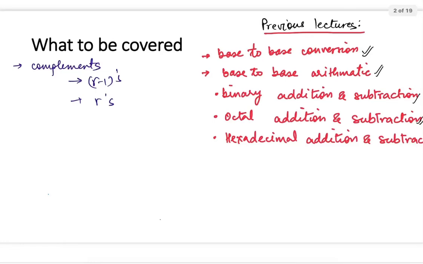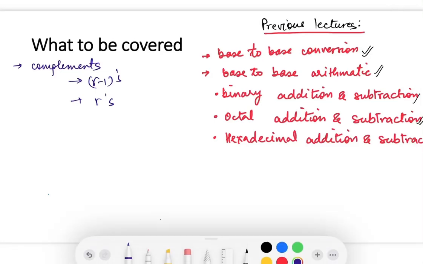ओके स्टूडेंट्स, तो आज प्रीवियस लेक्चर में हम लोगों ने कवर किया था रैंडम बेस टू रैंडम बेस कन्वर्जन और बेस टू बेस अर्थमेटिक, जिसमें हमने बाइनरी एडिशन सब्ट्रैक्शन, ऑक्टल एडिशन सब्ट्रैक्शन और हेक्साडेसिमल एडिशन सब्ट्रैक्शन देखा था। आज के लेक्चर में हम लोग कॉम्प्लीमेंट्स कवर करेंगे, जिसमें कि दो तरह के कॉम्प्लीमेंट्स हम कवर करने वाले हैं। फर्स्ट वन इज r-1's कॉम्प्लीमेंट एंड सेकेंड वन इज r's कॉम्प्लीमेंट। This is a very important topic and very conceptual also.